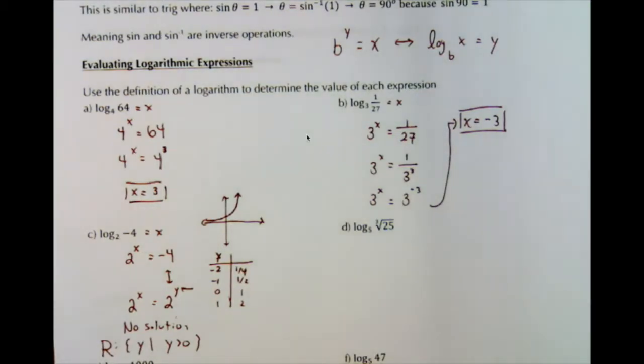So the strategy you can use when you can't rewrite those powers with a common base is to think about the graph and make sure that the value you're actually looking for is within the range. There's a couple other strategies, but we'll touch on those in a second.